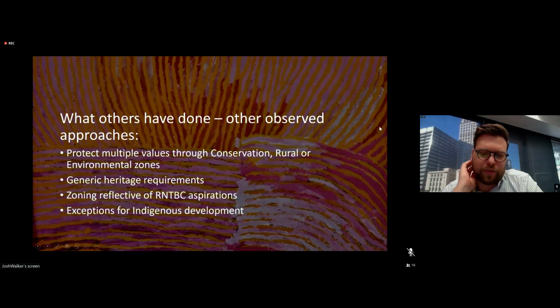Zoning, there were a few where it actually had zoning that was reflective of what the PBC wanted to do in that area. So, particular or smaller areas have been zoned for different purposes than, say, the surrounding rural zone. Or in some instances, I think there were precincts where it allowed other forms of development to occur within that particular zone. And there was also exceptions for Indigenous development. So this type of development cannot occur except where for this, and this, which was quite useful, I thought.